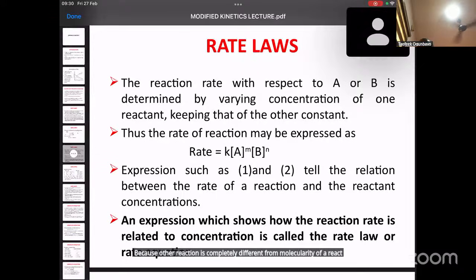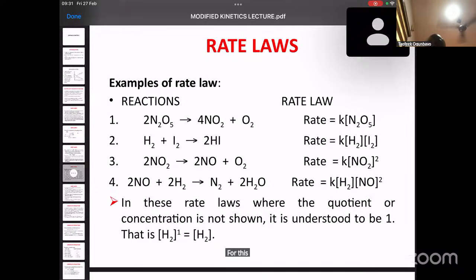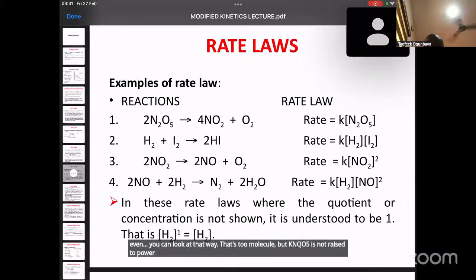And we already said that an expression which shows how the reaction rate is related to concentration is called the rate law, and those two equations are examples. Now look at these examples of rate law. For this reaction, you can see the rate law for the first one. Even you can look at that one. It has two molecules, but N2O5 is not raised to power 2. It's still raised to power 1.